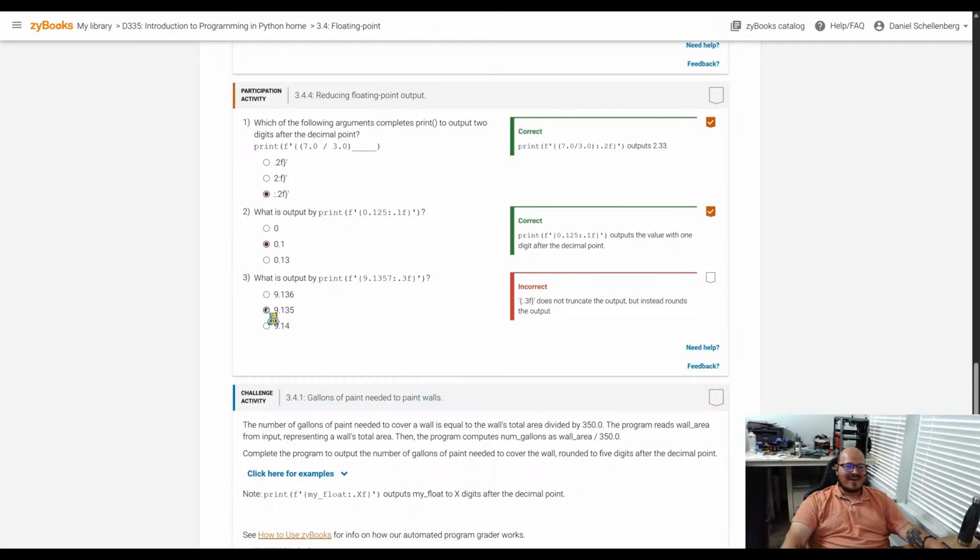No, I'm wrong. It does not truncate the output, but instead rounds the output. So it does round it. Okay, I learned something here. See, this is why we do this together, because we learn together. So it does round it, because the third digit after the decimal point is rounded automatically.